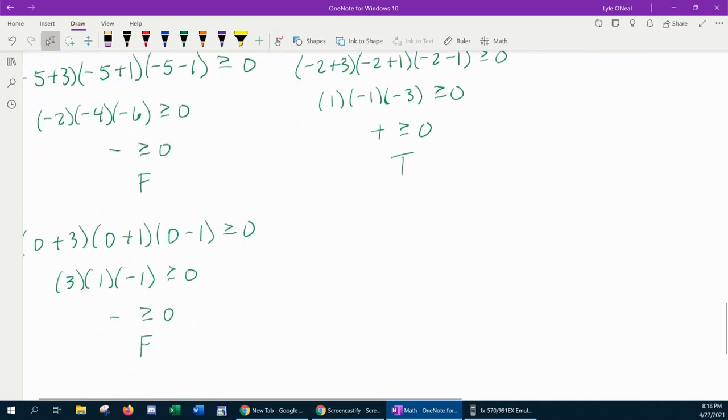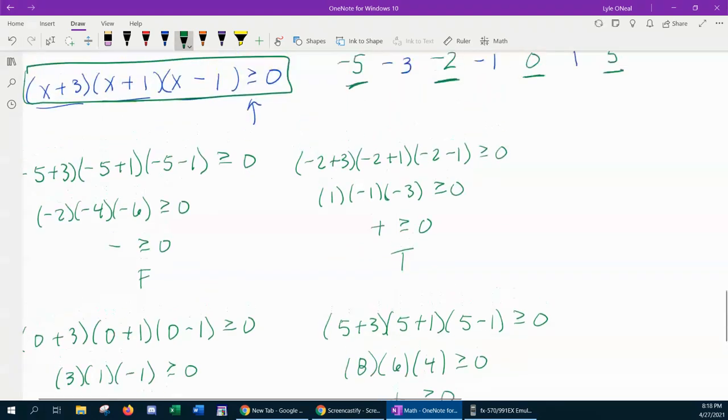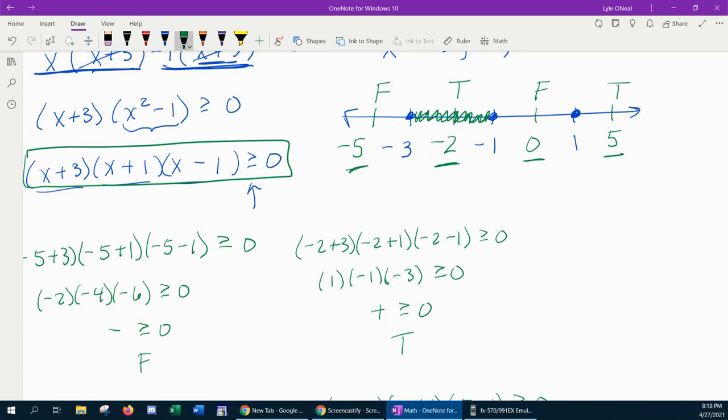Last but not least, we need to test 5. That's going to be 5 plus 3, 5 plus 1, and 5 minus 1. Is that greater than or equal to 0? Well, that's going to be 8 times 6 times 4. Positive times a positive, that's going to be a big positive number. Positive numbers are greater than or equal to 0. So that true is verified, and we're going to shade the true region.